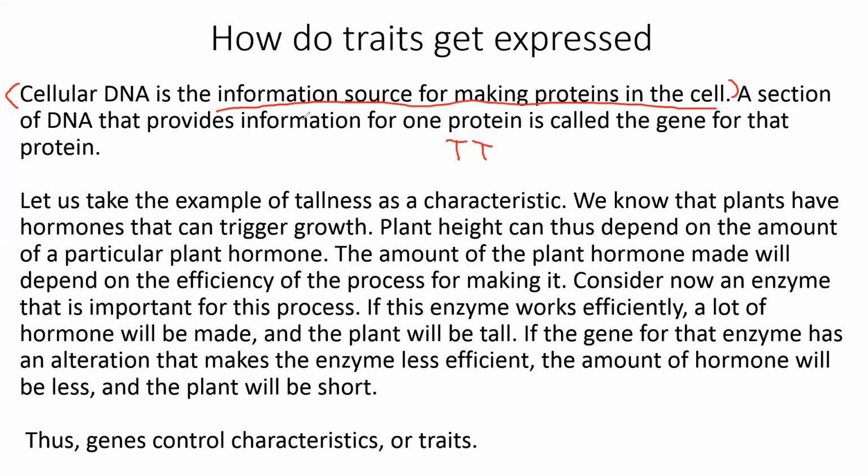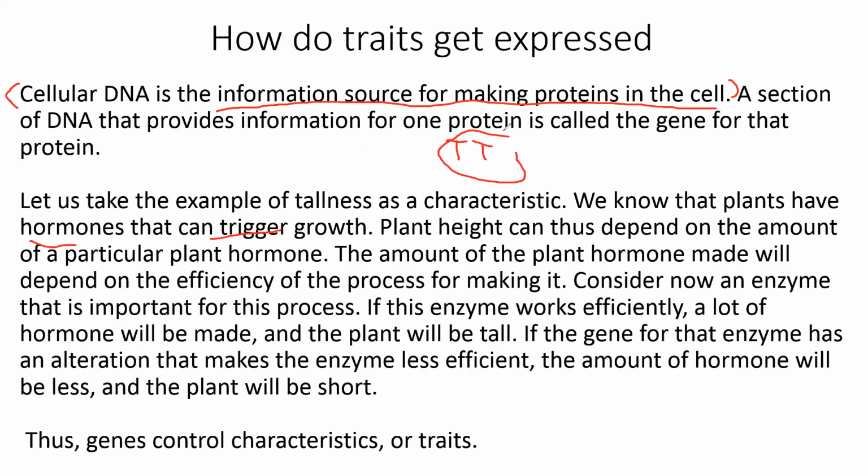Now, how does it become tall? In the beginning, the genes are tall. The genes it gets from the parents are tall. Let's see how this happens. You know about the growth hormone. So these genes have hormones that can trigger growth. This is a plant, not a human. So it releases hormones that can trigger growth. Plant height depends on how much hormone is released.